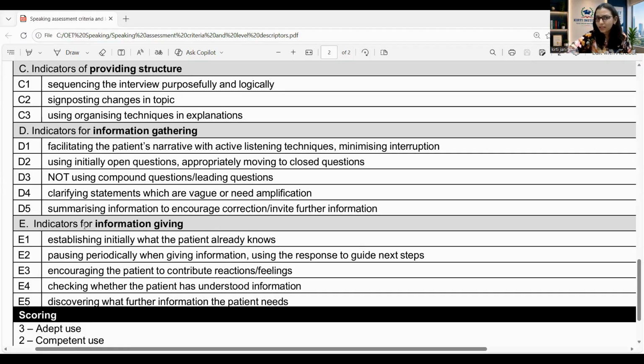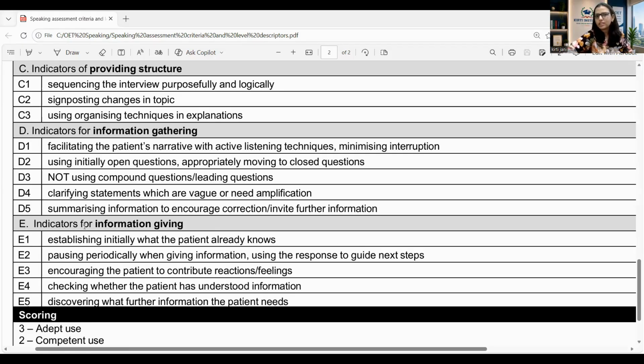Now, what does it mean? A compound question means asking more than one piece of information at a time. For example, "Could you tell me where exactly the pain is and how severe it is?" You are reducing your score. You may ask one question at a time.